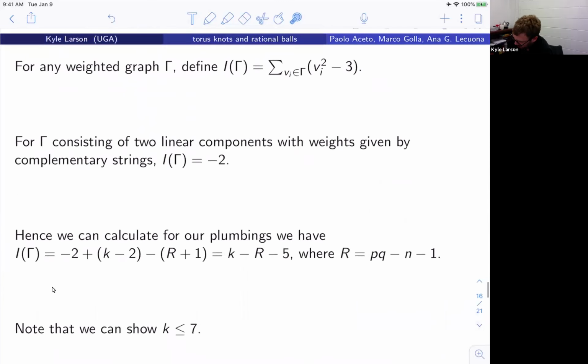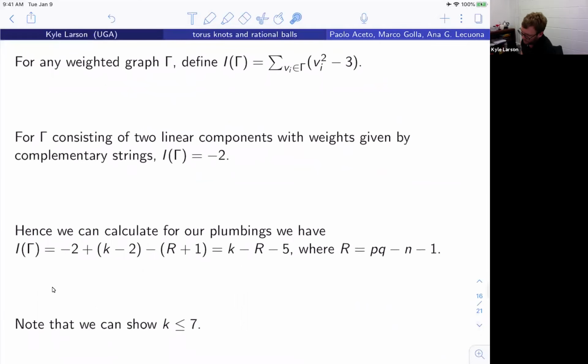The strategy has to do with this quantity I. For any weighted graph gamma, I of gamma is defined to be the sum over all vertices of the weight of the vertex, that is v_i squared, minus 3. So it's sort of a mysterious thing to define. It appears in the work of Lisca.